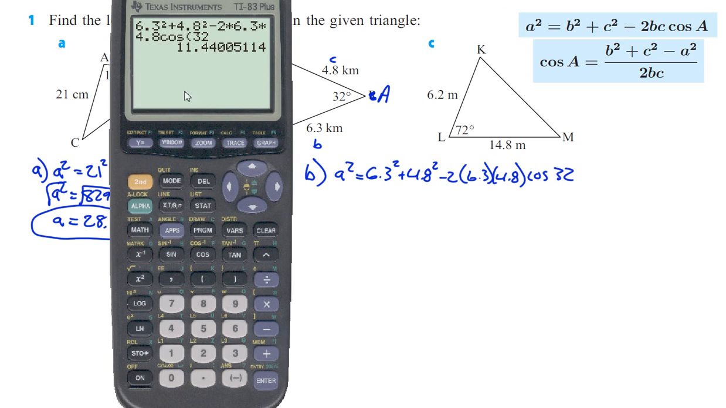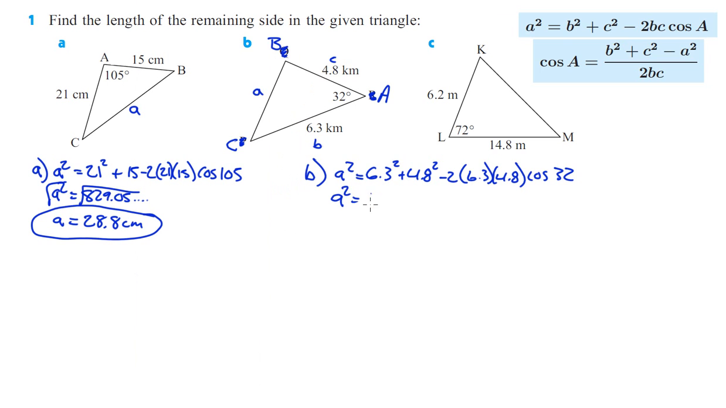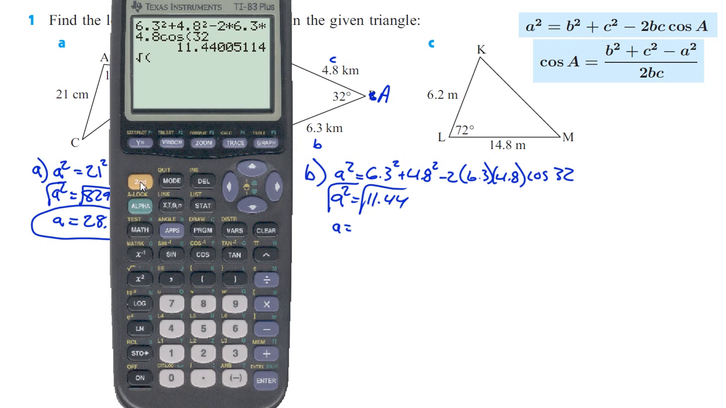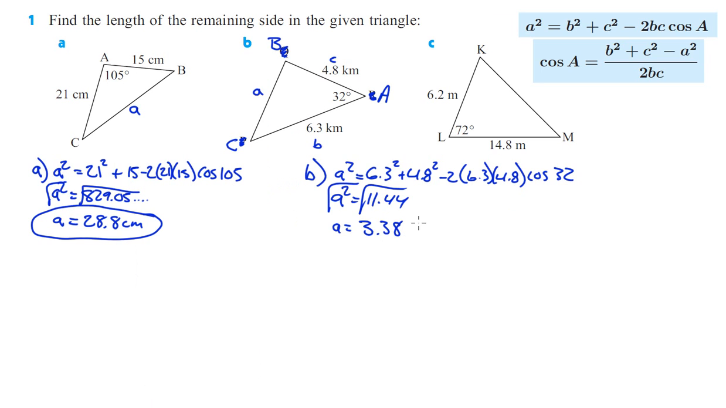11.44. That's a little curious. That looks wrong. 6.3 squared plus 4.8 squared minus 2 times 6.3 times 4.8 cosine 32. I guess we're okay. All right. Okay, so we get A squared equals 11.44. So then we square root both sides, and we get that A is going to equal the square root of our answer, 3.38. 3.38 meters. Okay. Yeah, all right, let's move on to C then.